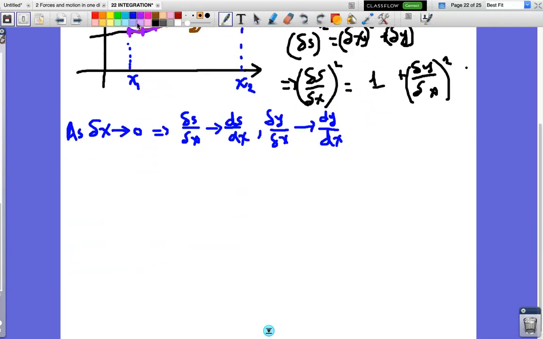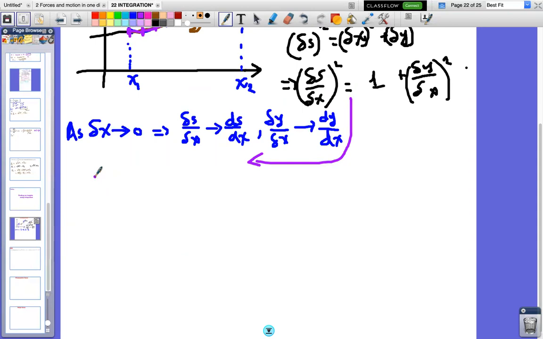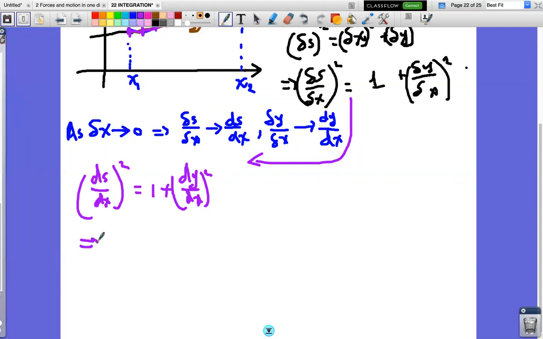So this equation here then becomes ds over dx squared equal 1 plus dy over dx squared, giving us ds over dx should be square root of 1 plus dy over dx squared.